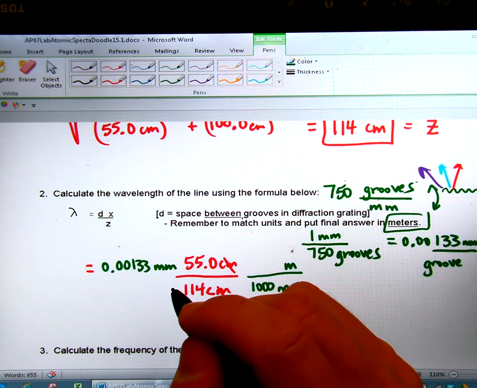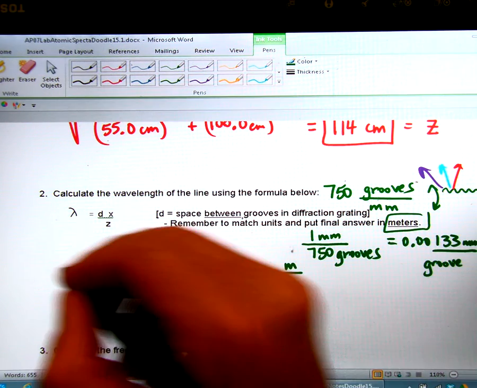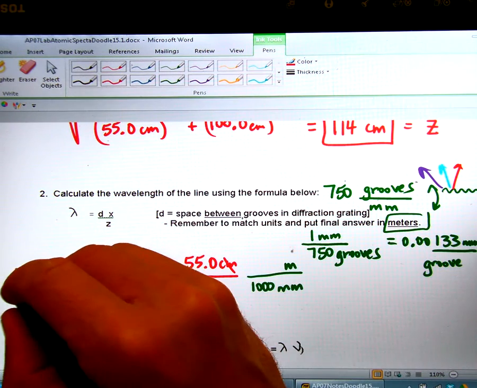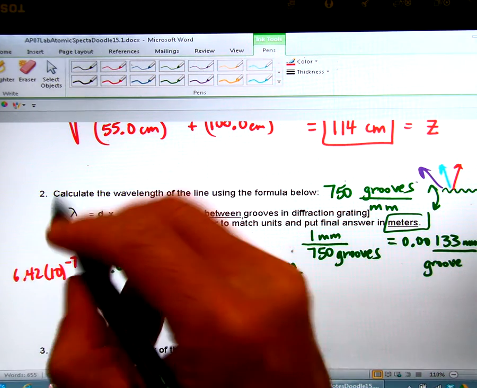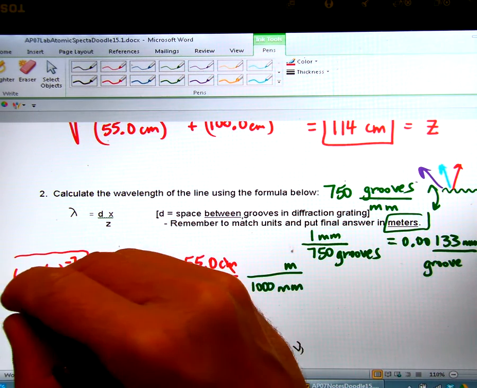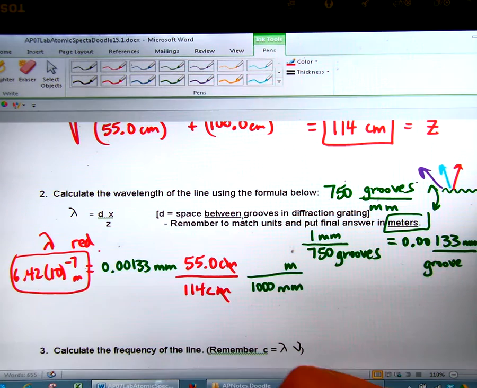So when you do that whole math, I'm going to calculate my wavelength of red to be 6.42 times 10 to the minus 7th meters. That is my wavelength of red, which is pretty close to what the wavelength of red is in real life.